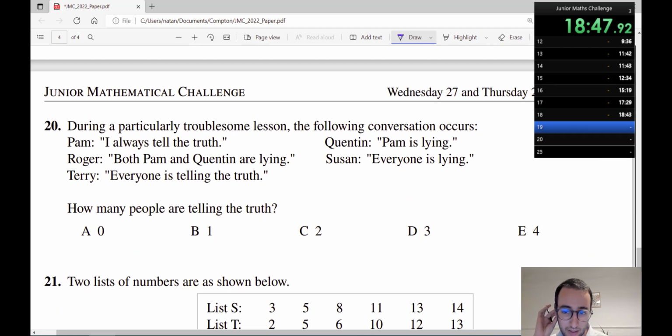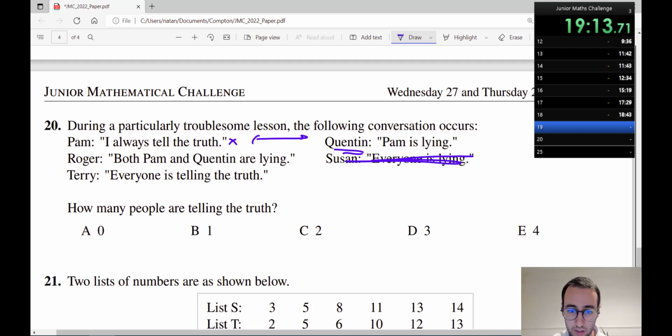Okay. I always tell the truth. They're lying. How do people tell the truth? Okay, let's just look at this one. If Pam is lying, if that's a lie, then this can't be true. And this can't be, these clash. And this definitely can't be right. Oh, so I think only one of these can happen at once. So one person's telling the truth.